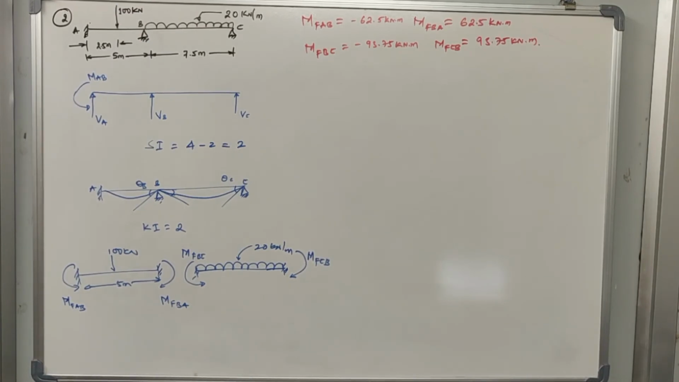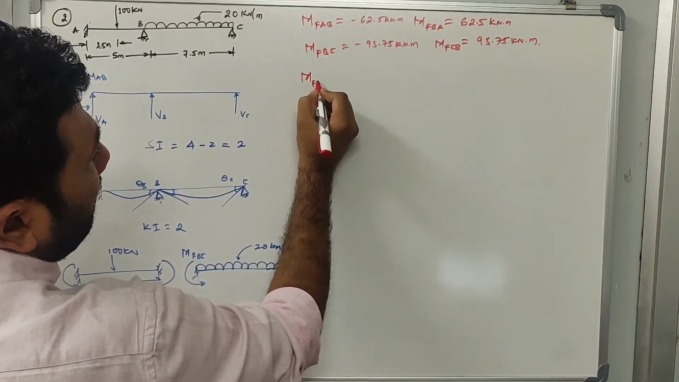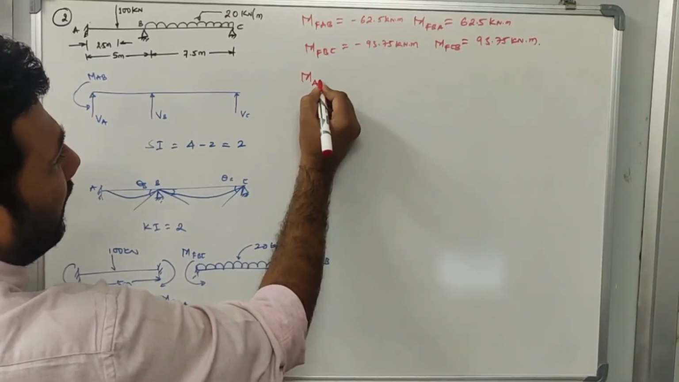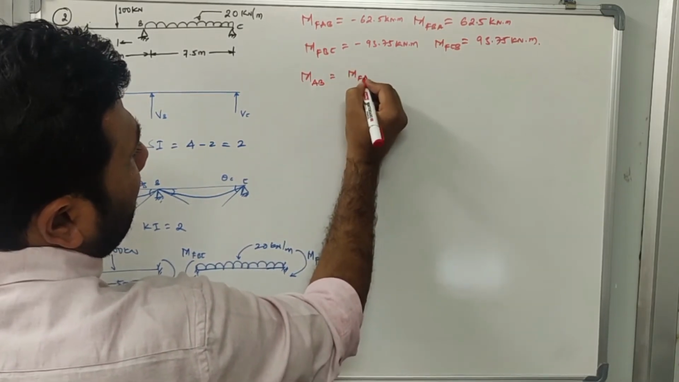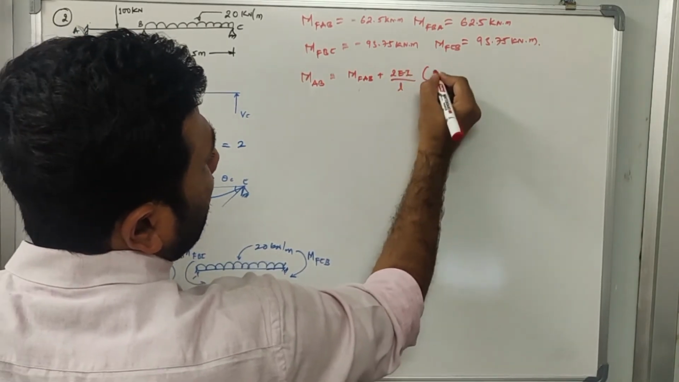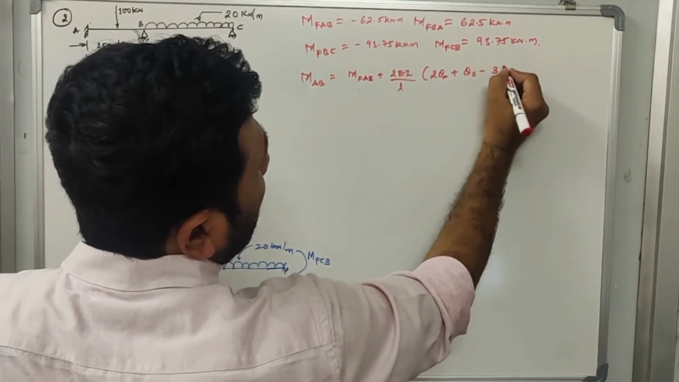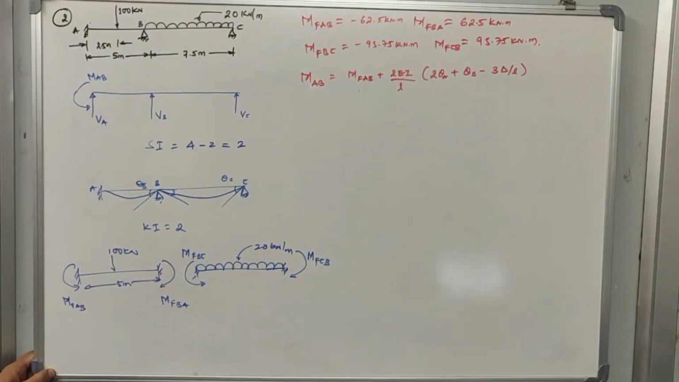Next, we'll start solving the slope deflection equation. I hope you all remember the slope deflection equation, but I'll still write down the equation which was given to you. If I want to calculate the end moment for AB, my MAB is equal to MFAB plus 2EI divided by L, into 2 theta A plus theta B minus 3 delta by L. So this was your equation to calculate the end moments.